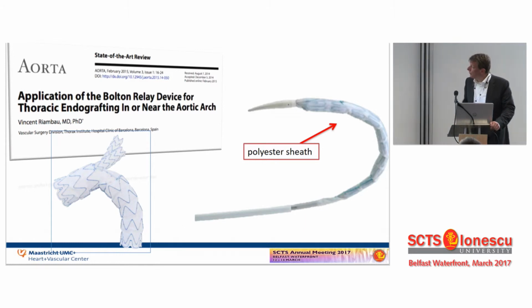More in clinical use here is the Bolton double branch graft, where the branches are put in through the supra-aortic vessels. The Bolton delivery system is quite useful in this kind of patient, because it has a very smooth polyester inner sheet which tracks beautifully through the arch.